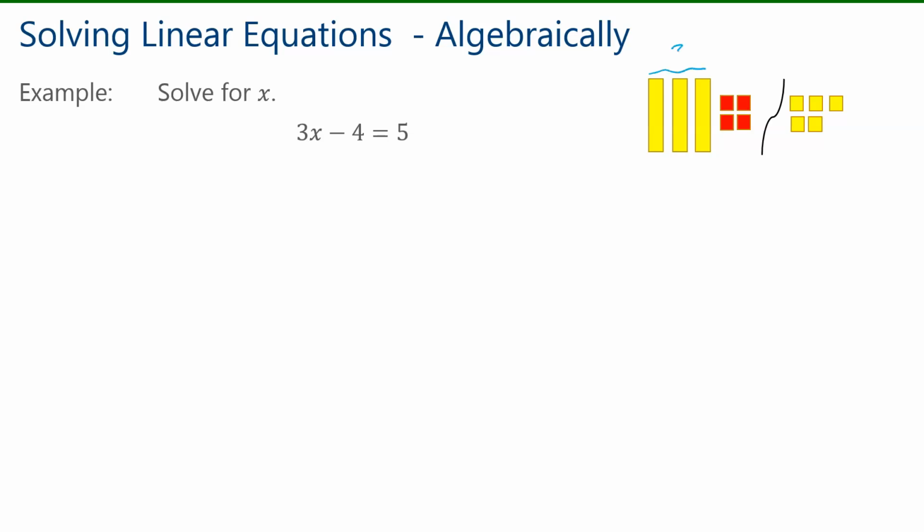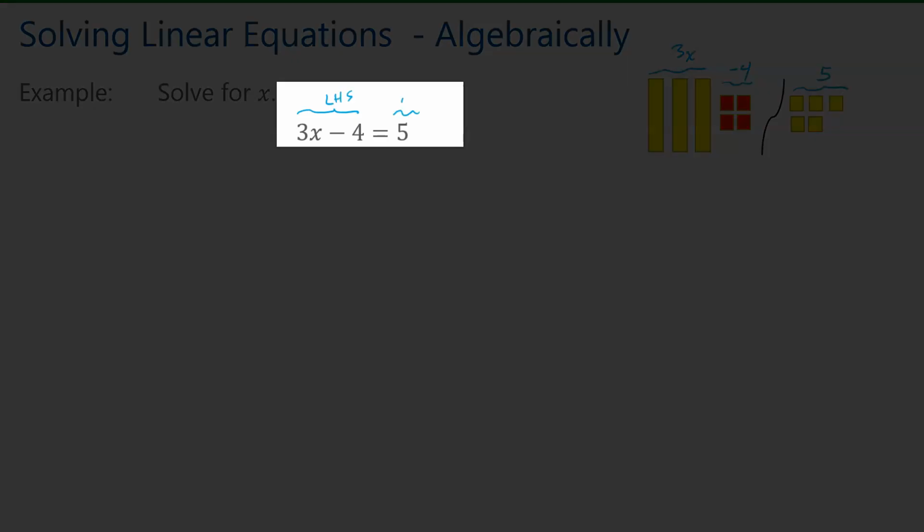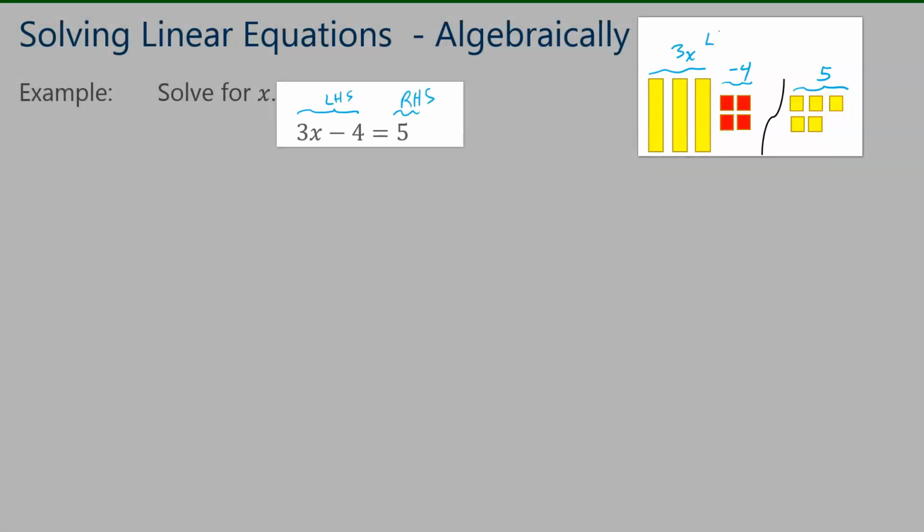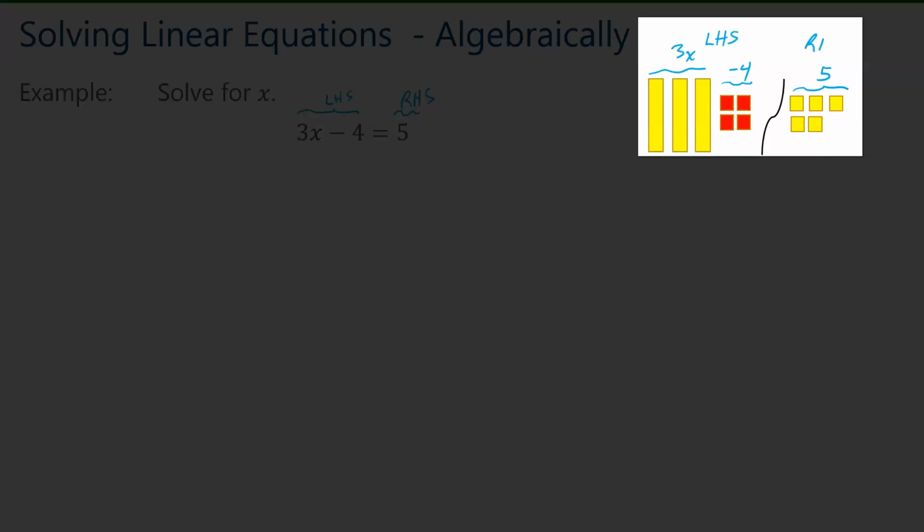Left-hand side, we have our 3 variable tiles for 3x. We have our 4 negative unit tiles for subtract 4. And on the right-hand side, 5 positive unit tiles to represent the 5.